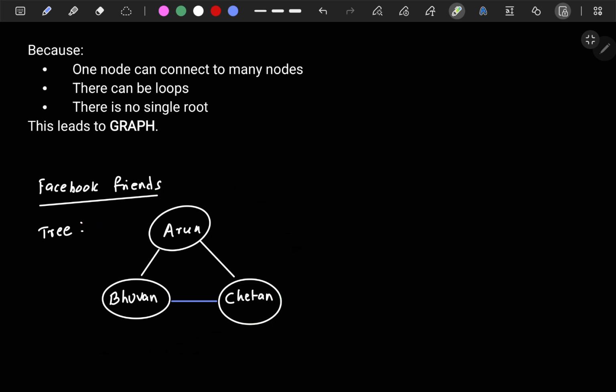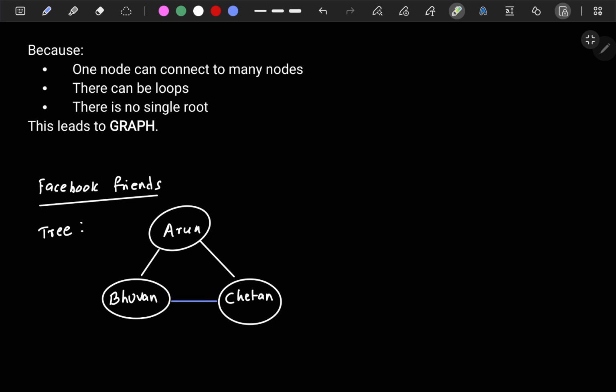Right? So you can clearly see, if I want to establish a relation between Bhuvan and Chetan, which in the real world is possible. It's not that Bhuvan can't be a friend of Chetan. Maybe Bhuvan is a friend of Chetan also. And if I try to develop that relationship using a tree data structure, then there would be a cycle. So here is where the tree data structure fails.